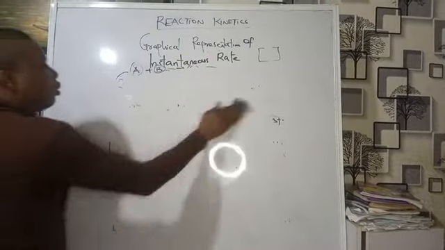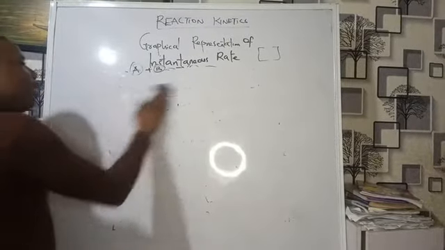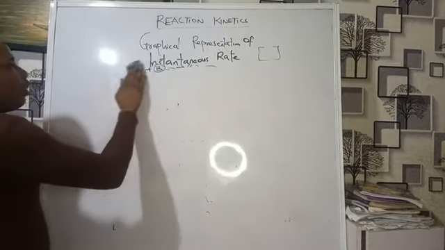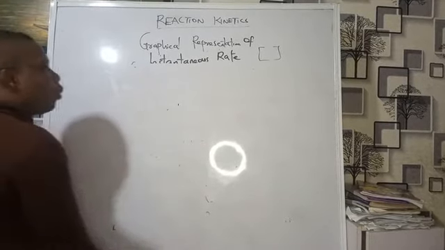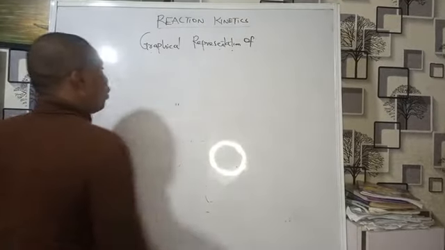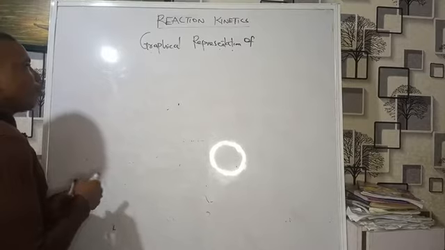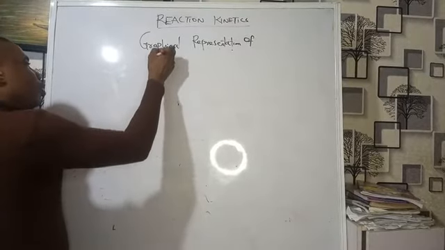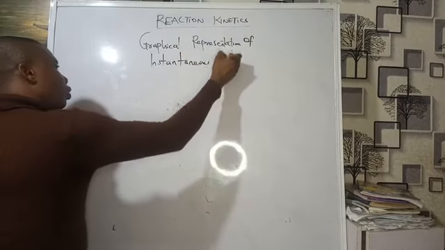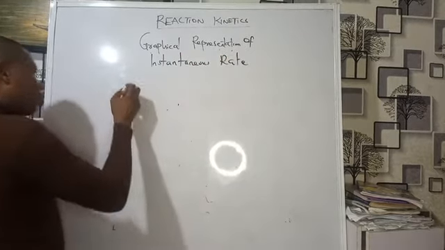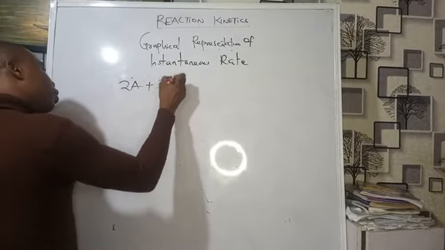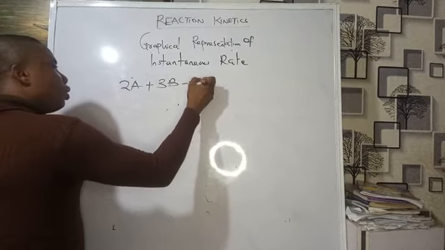Of instantaneous rate. It's very important we get to this. So we still have our 2A plus 3B will give you what? 5C.